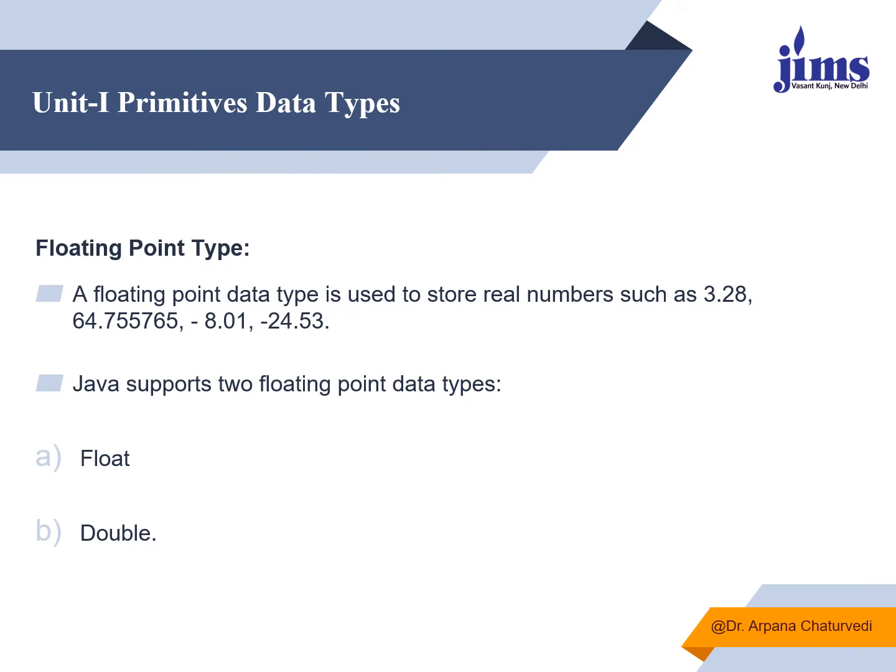Then in case of floating point type, this stores real numbers such as 3.28, 64 point something, minus 8.01, minus 34.53. It supports two types of floating data types: float and double. The difference between the two is in range only. The range of double is much more than the range of float.